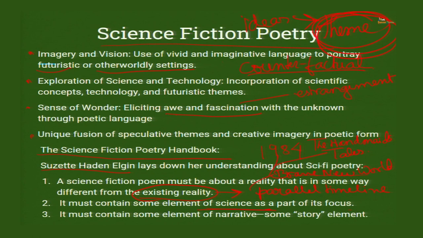But in science fiction poetry, as Suzette Hayden Elgin expresses, there must be at least some plot element, some relation to science, and some reality which is not apparent, which is not our reality, some kind of speculative reality.